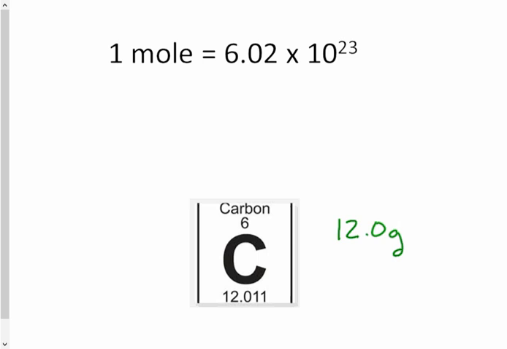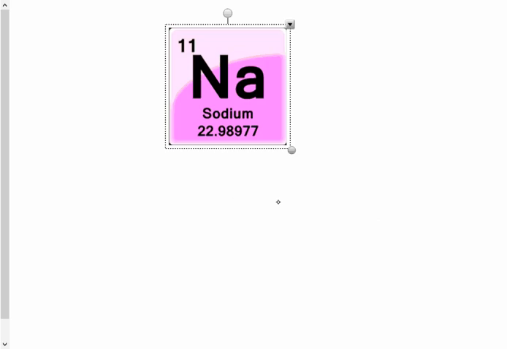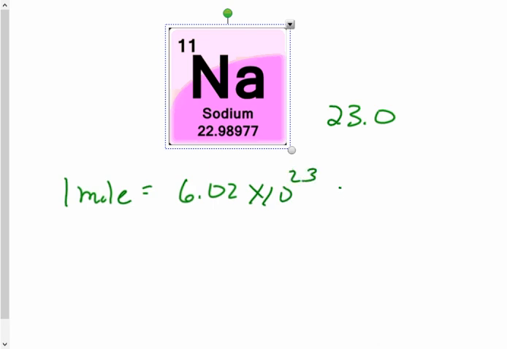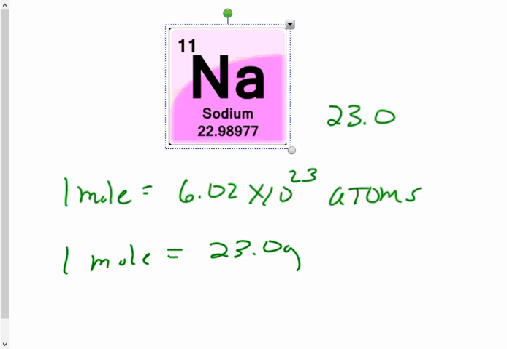Let's try some examples. Let's look at sodium. I see it's got 11 for the atomic number, but it's got 22.9 for the atomic mass. So we'll round that to 23.0. Okay, so what does 1 mole equal? So 1 mole is going to equal 6.02 times 10 to the 23rd atoms of sodium. But what does that equal in grams? 1 mole is 23.0 grams.